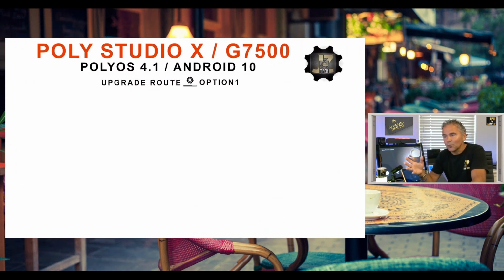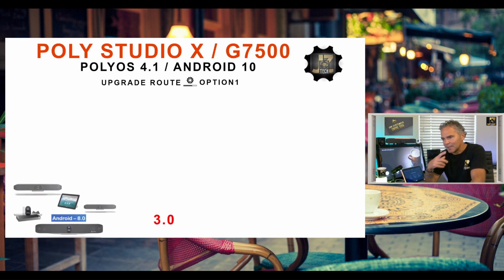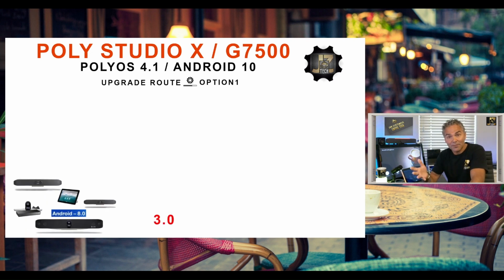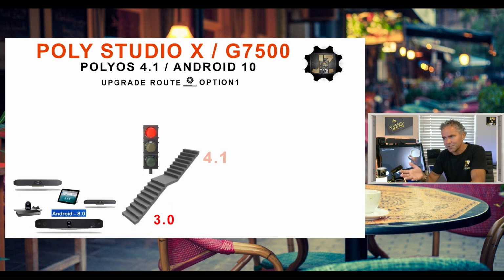Now let's get started with the upgrade routes, because this is always where I get a lot of questions about what version to what version you can upgrade, etc. Let's say you found the StudioX or G7500 in the cupboard, still hanging around, running 3.0. You get a red light here, so you cannot upgrade from 3.0 all the way to 4.1.